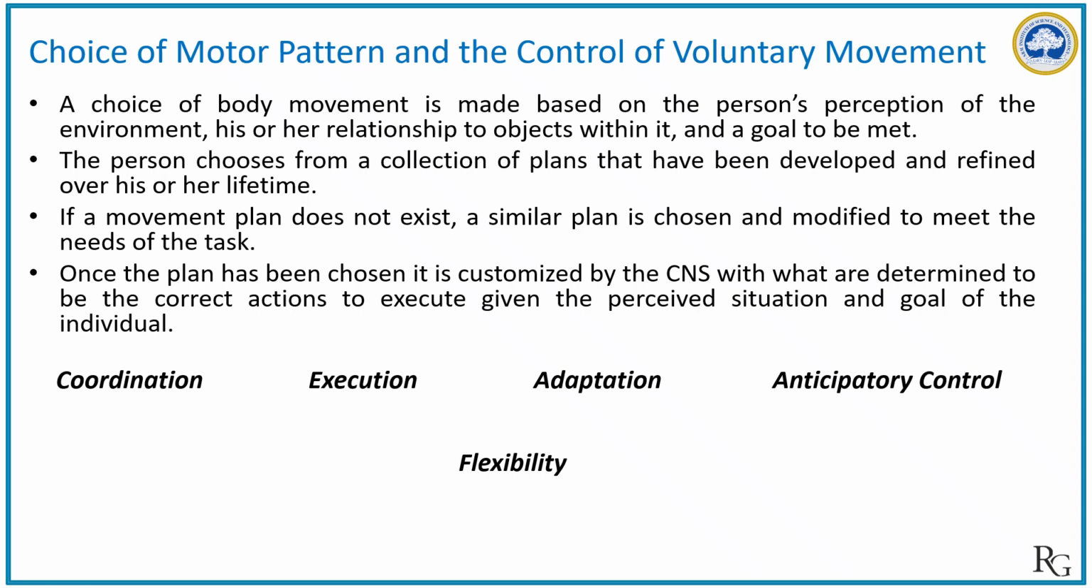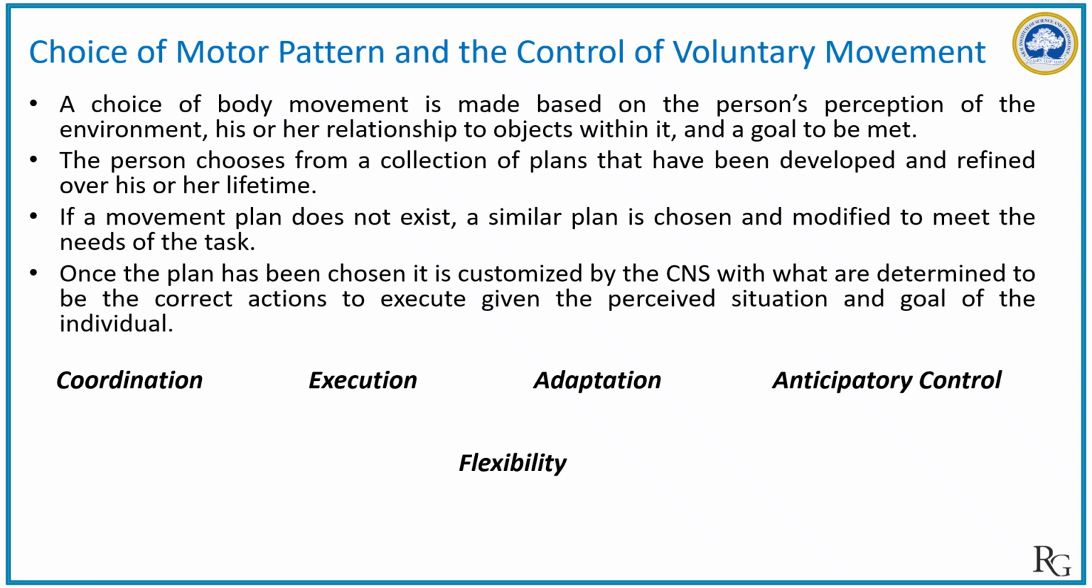But motor control doesn't stop at execution. Through adaptation, the body uses sensory input from multiple systems to fine-tune motor plans, correct errors, and even predict the consequences of movements. This adaptation actually allows us to produce consistently effective and efficient skilled action.